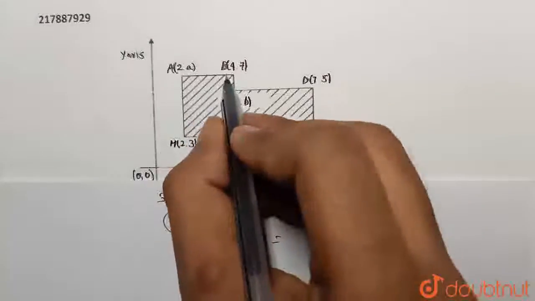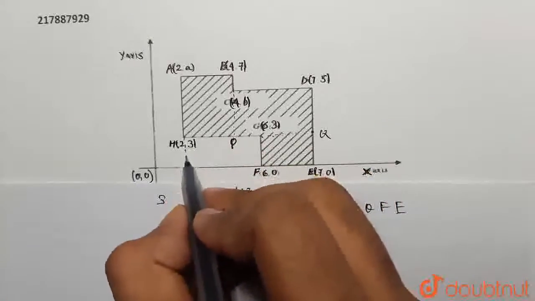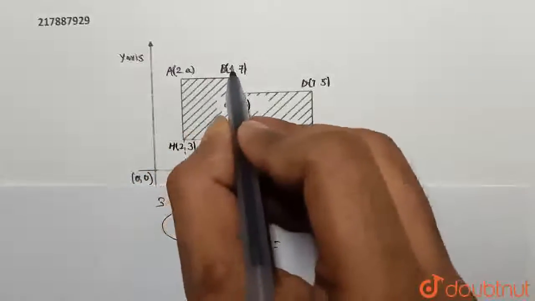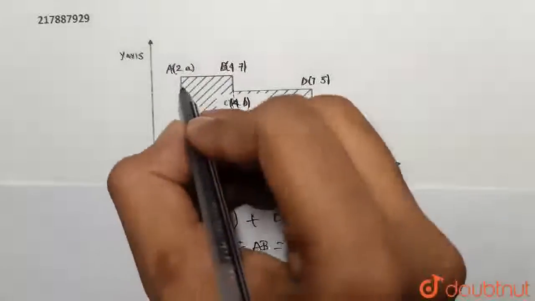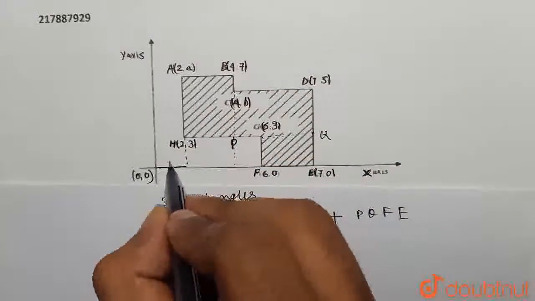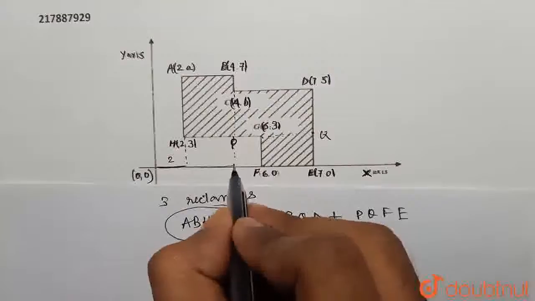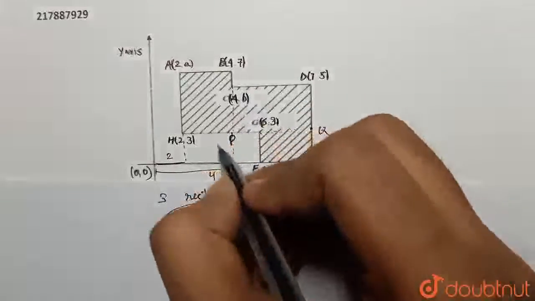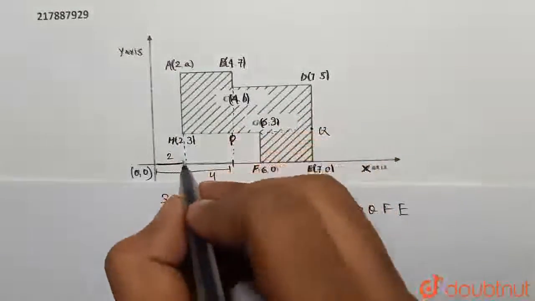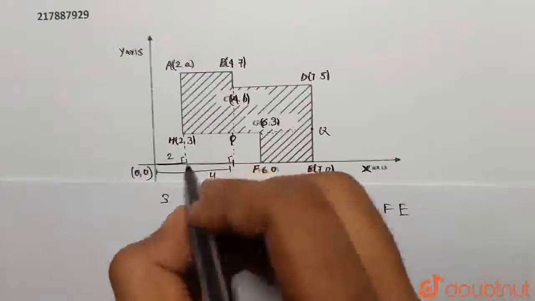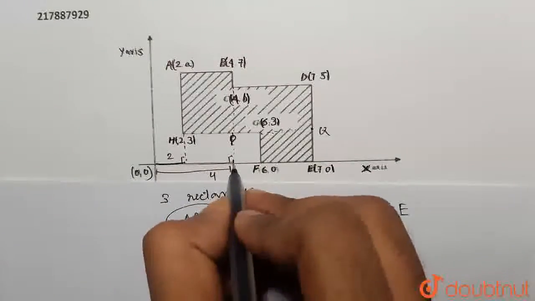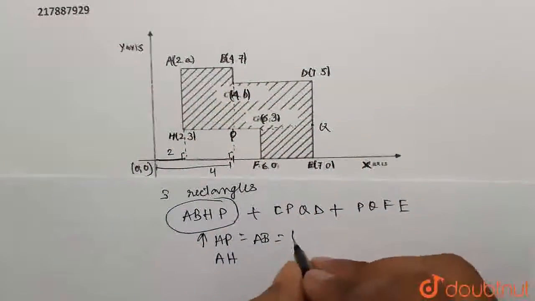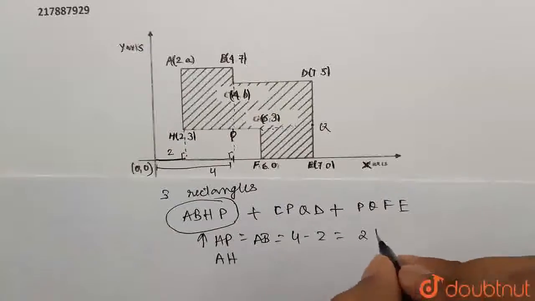So what is the length of AB? The difference between the x coordinate points. So the length AB will be 4 minus 2, because this length is 2, and this whole length is 4. Why? Because these are the x coordinates. I'm dropping a perpendicular on these x points over here on the x-axis. So this length is 2 and this length is 4. Since this gives the x coordinate, the length of AB will be 4 minus 2, that is 2 units.